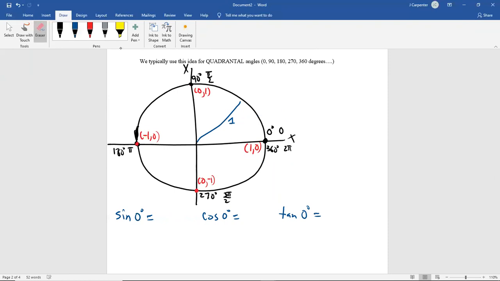So we're only looking here. Sine, now remember that sine will be the y coordinate. Cosine will be the x coordinate. Tangent will be the ratio of the two of them.